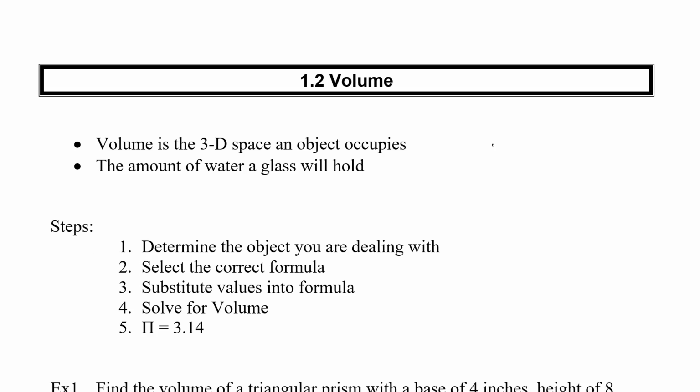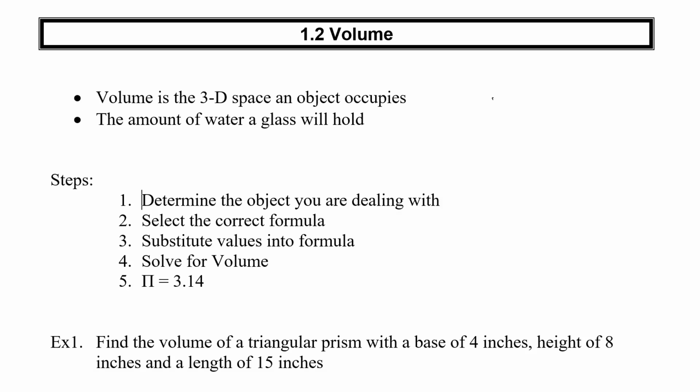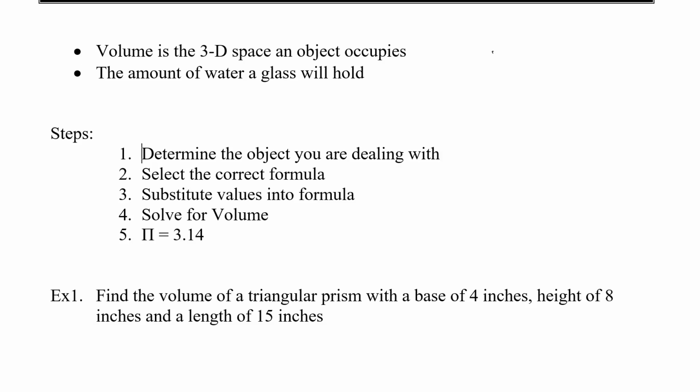So just like our surface area, we have a couple of steps. First, you're going to want to determine the object we are dealing with. Then we're going to select the correct formula, substitute values into the formula, solve for volume, and again a reminder that our pi is equal to 3.14.